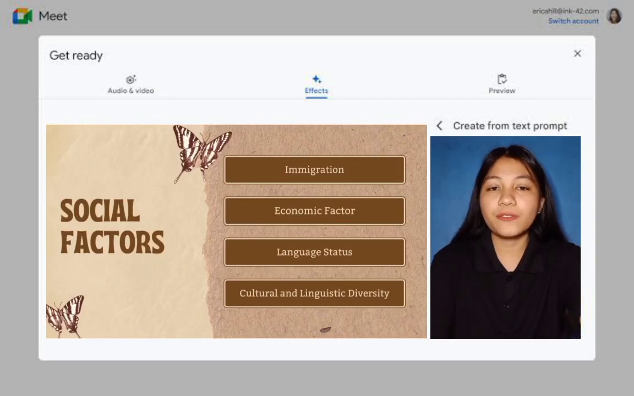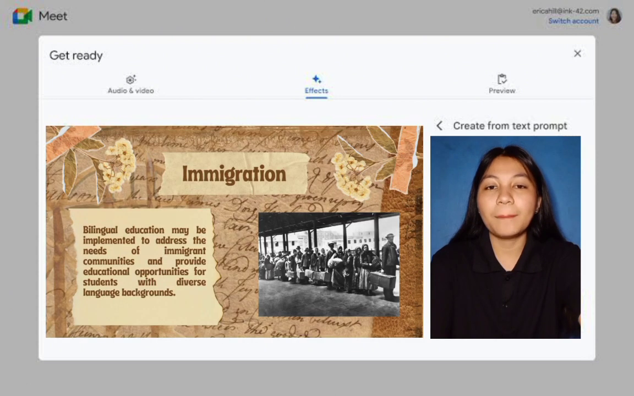The first social factor is immigration. Bilingual education may be implemented to address the needs of immigrant communities and provide educational opportunities for students with diverse language backgrounds. This shaped the linguistic landscape of many societies, introducing new languages and increasing the demand for bilingual education.